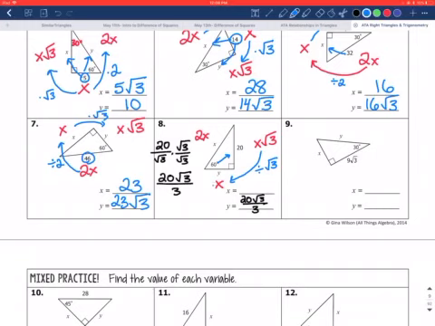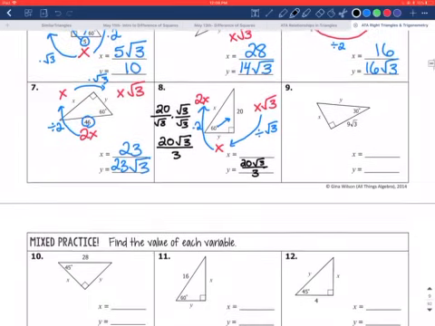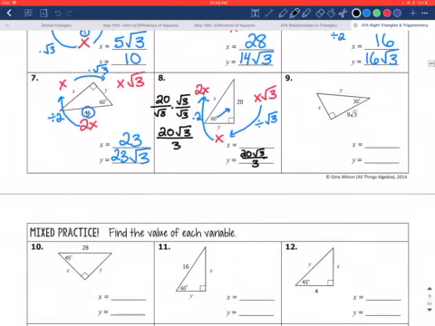And then to go from this x to the 2x ratio, all you have to do is just multiply by 2, right? So that's really easy to go from 20 square roots of 3 over 3 to 40 square roots of 3 over 3.